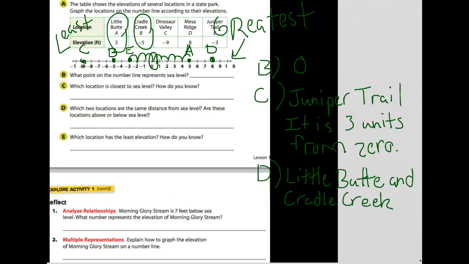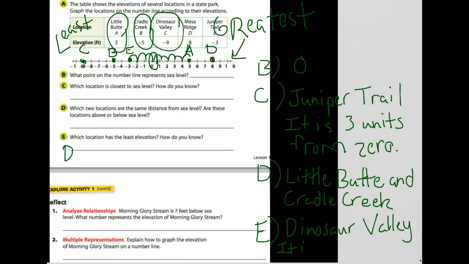Which location has the least elevation? Well, I look over here at the farthest left and I see C, which is Dinosaur Valley. So I'm going to go ahead and put for letter E, put it over here, Dinosaur Valley. And then how do you know? It is the farthest left. And that's the first video.